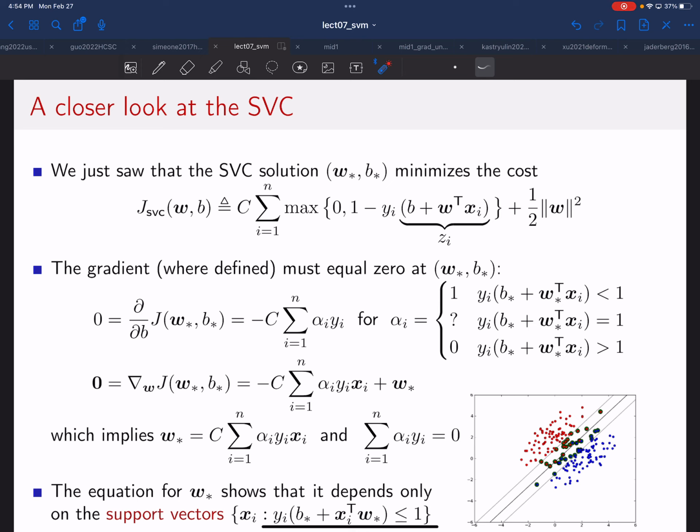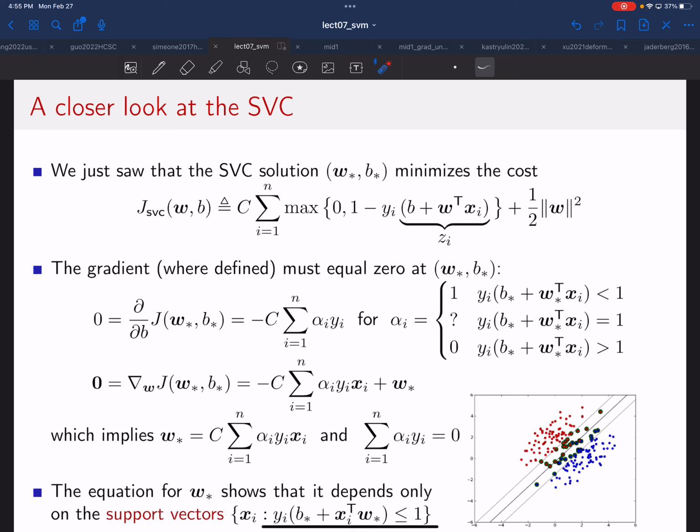And one thing we learned is that at a minimum, if you take the gradient, it should go to 0, right? At least wherever the gradient exists. So this is the gradient with respect to the bias, this is the gradient with respect to the weights, and these are the optimal solutions, W star, B star, that minimize this cost. Okay, so let's figure out how we take the gradient of this kind of complicated expression with the maximum.